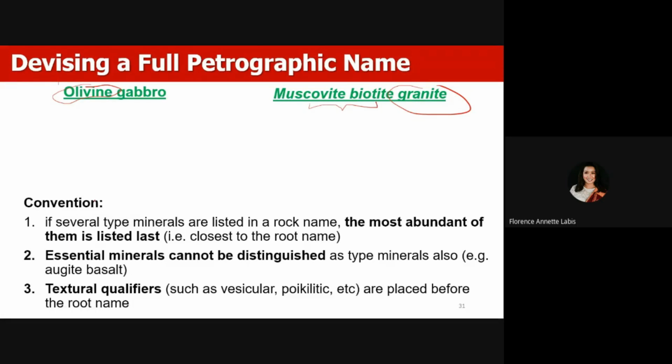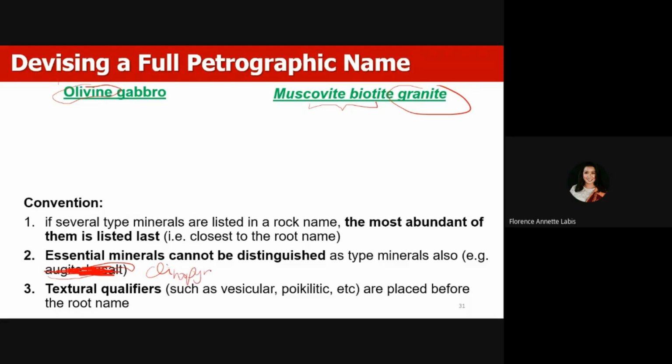Number two, essential minerals cannot be distinguished as type minerals. Example, augite basalt. This is not possible. There is no such thing as augite basalt. Why? Because augite is an example of a clinopyroxene.